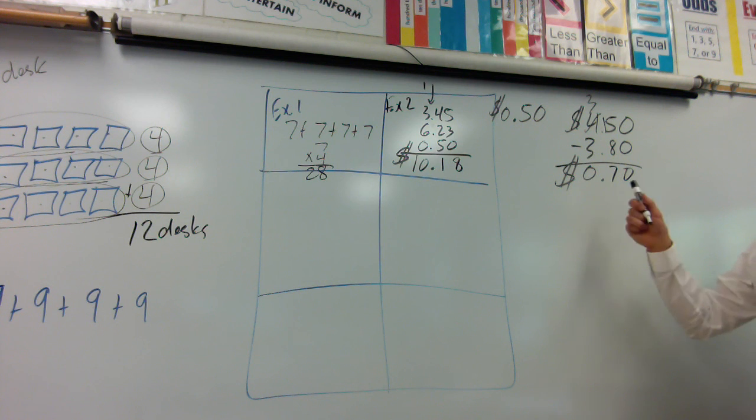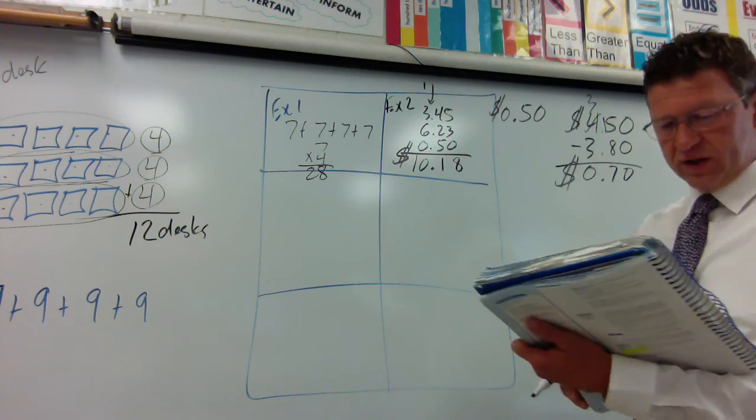$0.70. So that was B for example 2. We're rolling today. Example number 3.